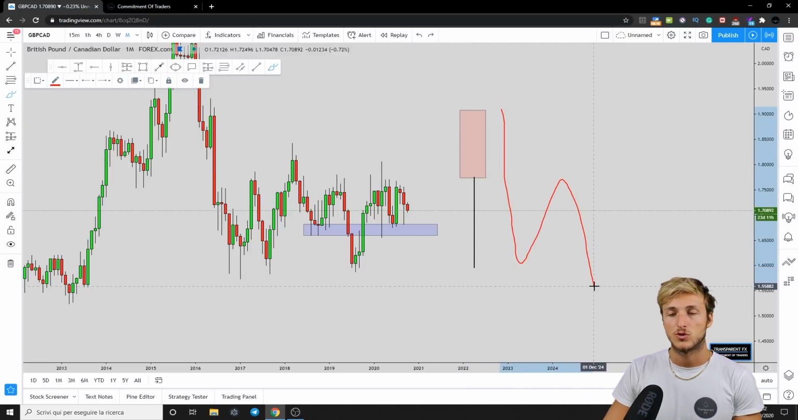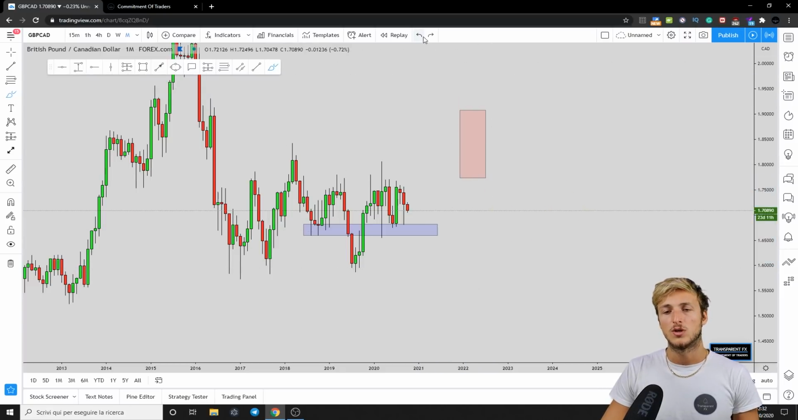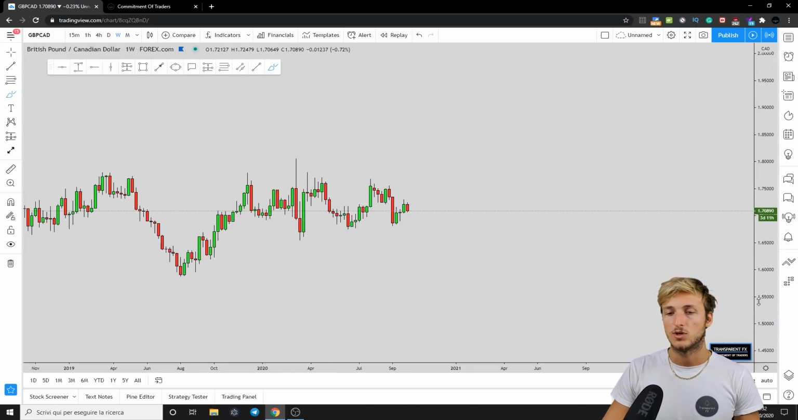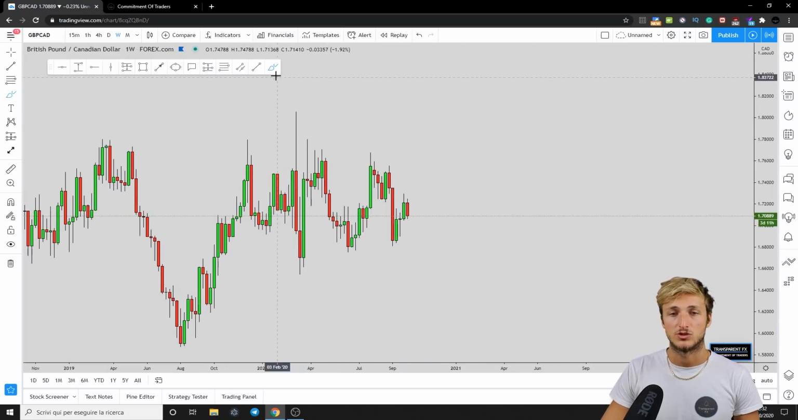And you expect the continuation to the downside. And this continuation to the downside is exactly the next monthly candle that is supposed to fill in this wick. Going down on the weekly, in fact, what do we see? Now, from a weekly perspective, we can clearly see exactly as we have just said. We have the impulse and the correction.